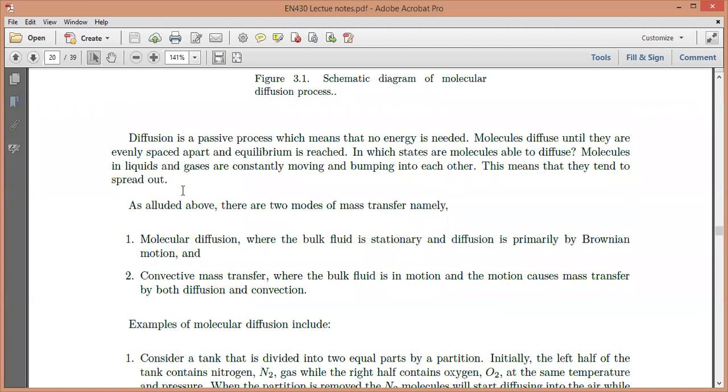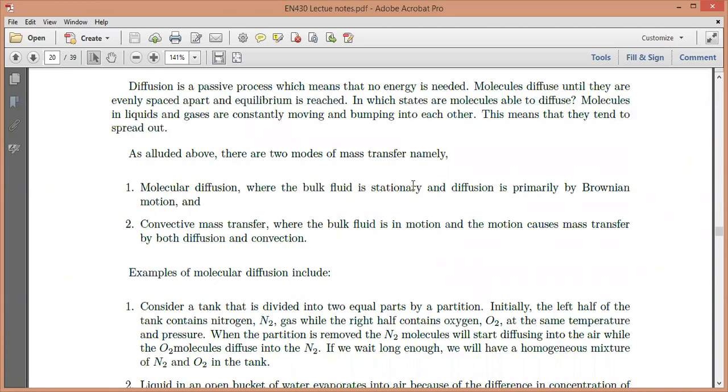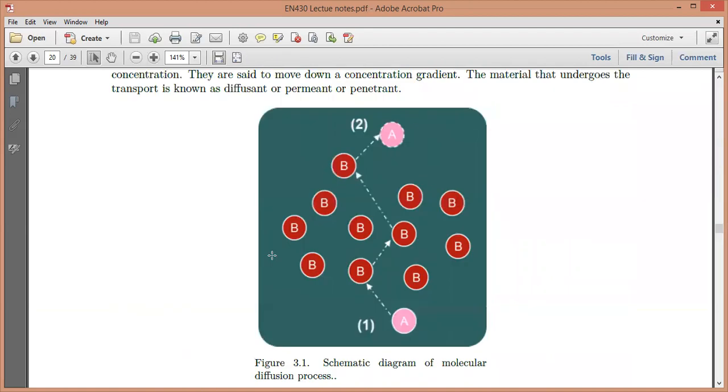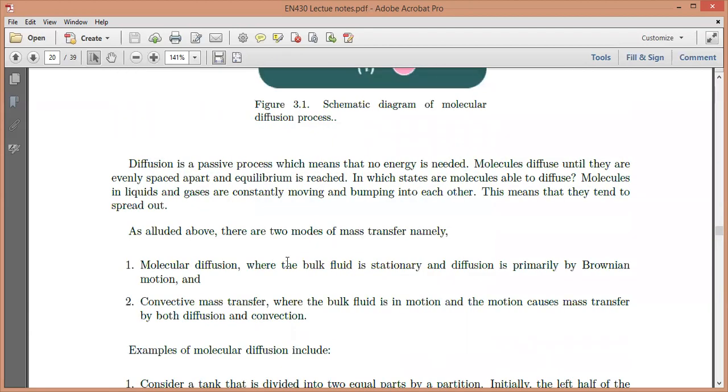Okay, so molecular diffusion is where the bulk fluid is stationary and the diffusion is primarily by Brownian motion. So the bulk fluid is stationary. In that case, when you spray that perfume, which one is the bulk fluid? In that case, we have air, isn't it? Basically, this would be the air around, and it's stationary. So what is the diffusion happening by? Primarily by Brownian motion.